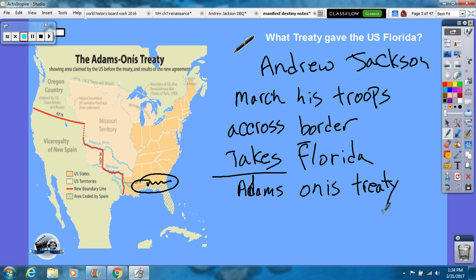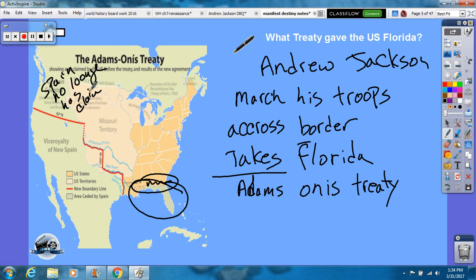Now, what the Adams-Onis Treaty does is it gives America Florida. Then Spain has to give up claims to Oregon Territory. So Spain no longer has claim, right, to the Oregon Territory.